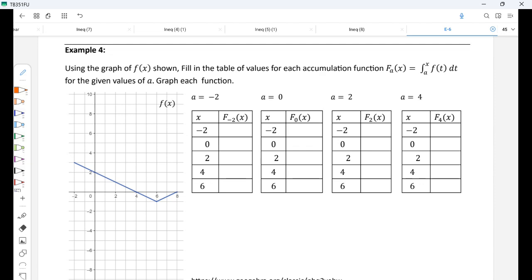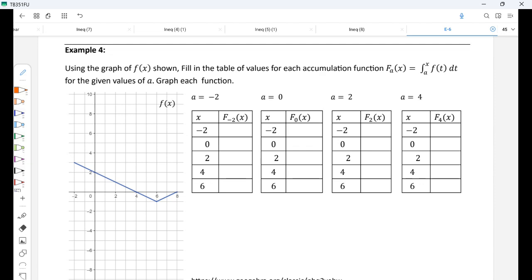Starting limit. I just said boundary. I added a new word to it. So the f sub negative 2 of x is the accumulation function where the lower limit is negative 2. The f sub 0 of x is the accumulation function where that letter a is 0.